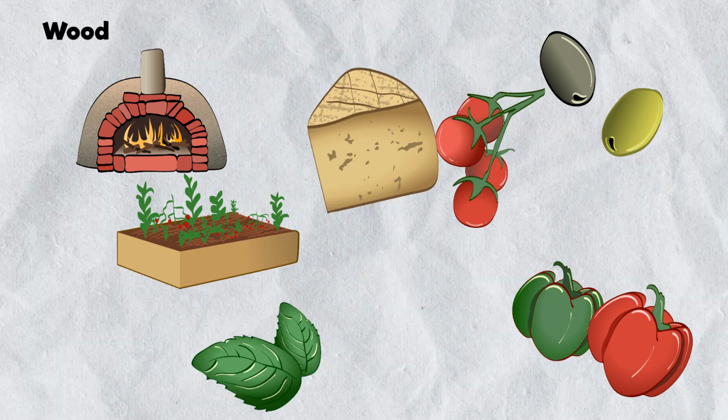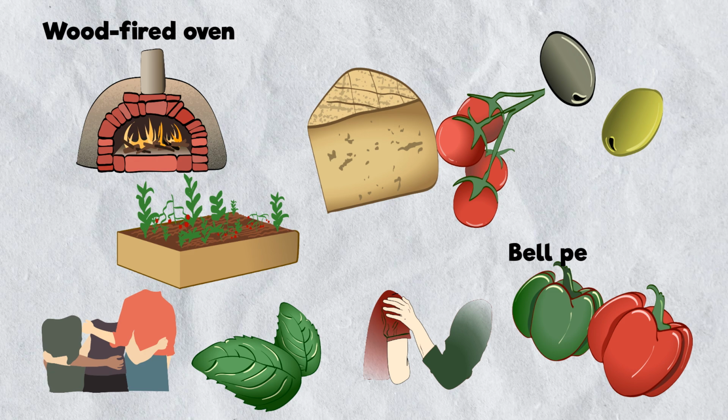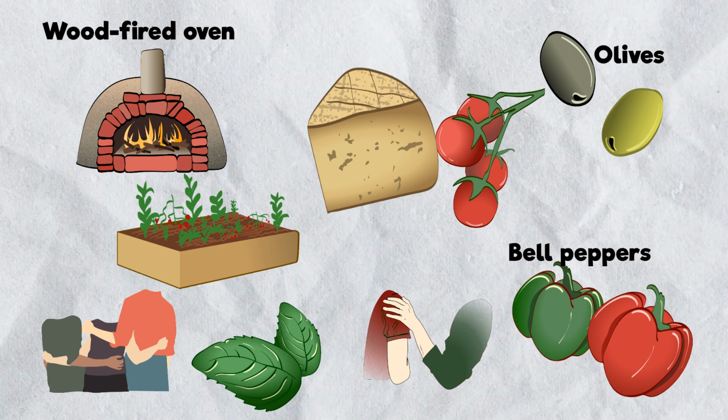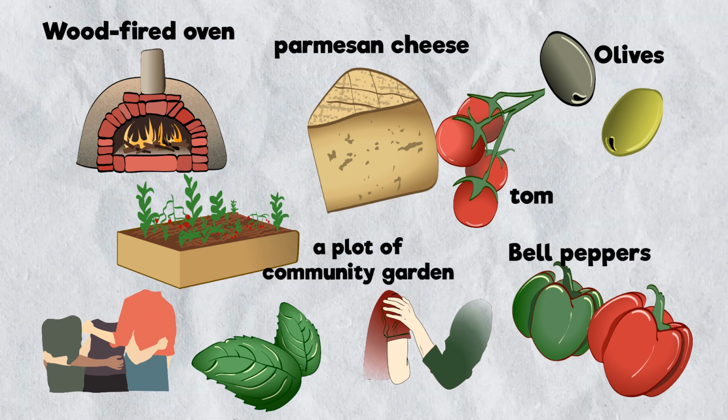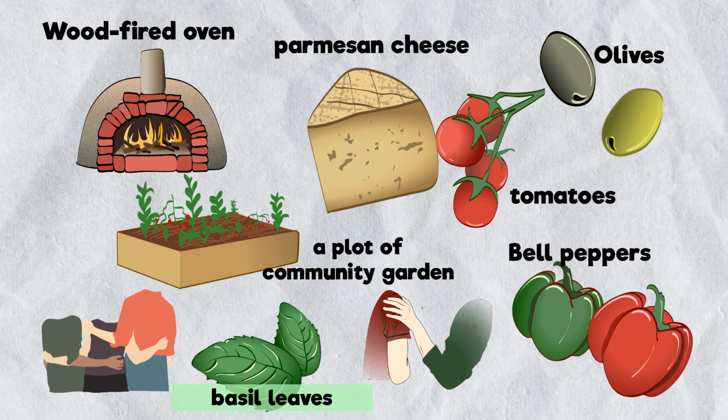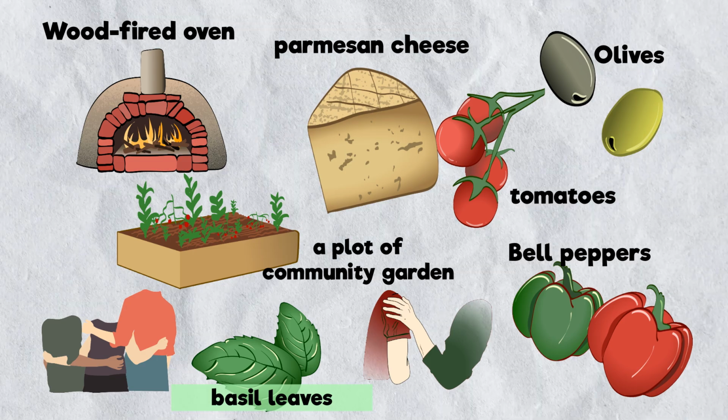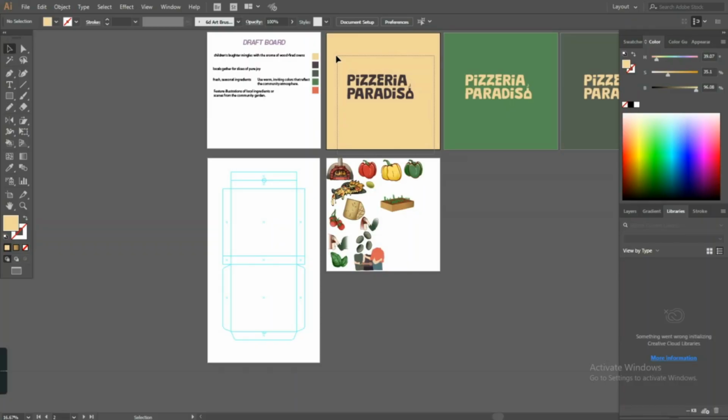So I drew this wood-fired oven, some bell peppers, green and black olives, Parmesan cheese, a plot of the community garden, tomatoes, basil leaves, and some other illustrations symbolizing warmth and a sense of community. Now let's start designing the pizza box. Honestly, I'm super excited to play around and create something unique.